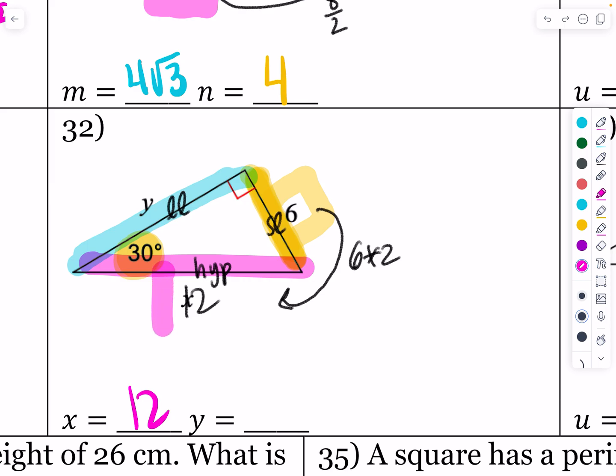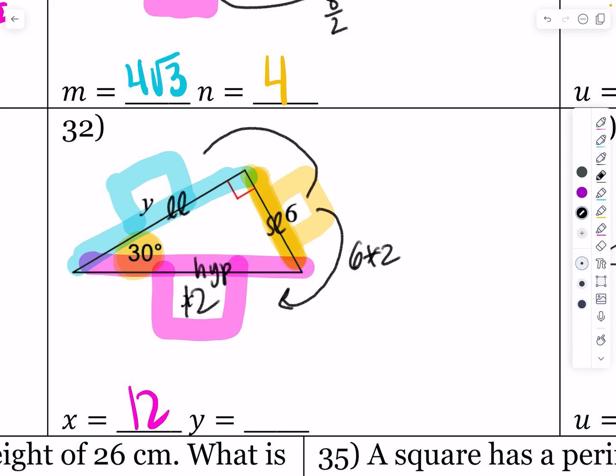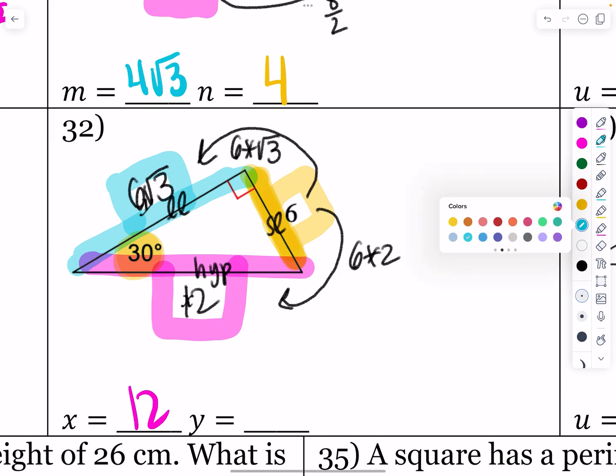Okay, how do I find my other piece? I'm also looking for my long leg, so I need to go get it. I'm going from my short leg to my long leg. So I like to draw those arrows. I'm getting bigger, so that reminds me I'm going to take 6, and I'm going to multiply by root 3, not divide by root 3. So what is 6 times root 3? That is simply going to simplify to 6 root 3. That is fully simplified. So that is 6 root 3.